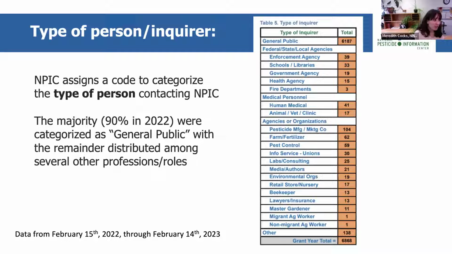Looking at the type of person that contacted can help you identify the audience. When we record the type of person, this refers to the person in relation to that scenario. So for example, if a nurse calls the hotline, but they're just calling about bedbug control in their apartment, we're not going to mark them as a medical personnel for the purposes of our database because they're not calling on behalf of their role as a nurse.